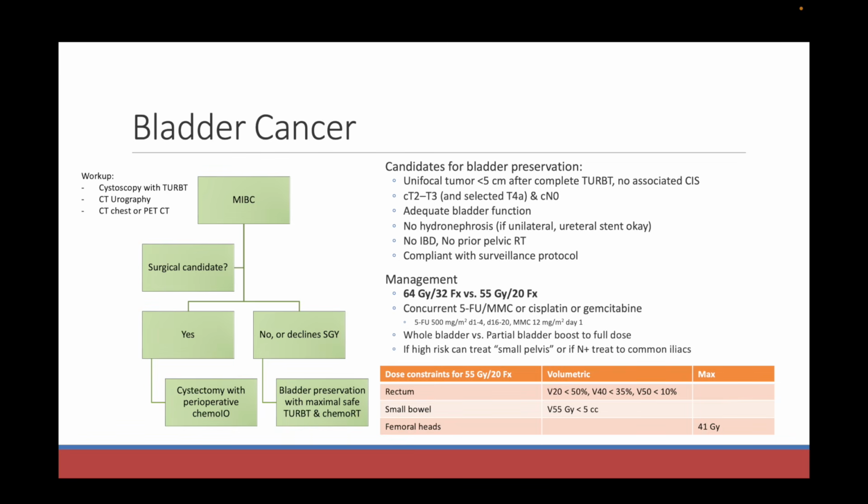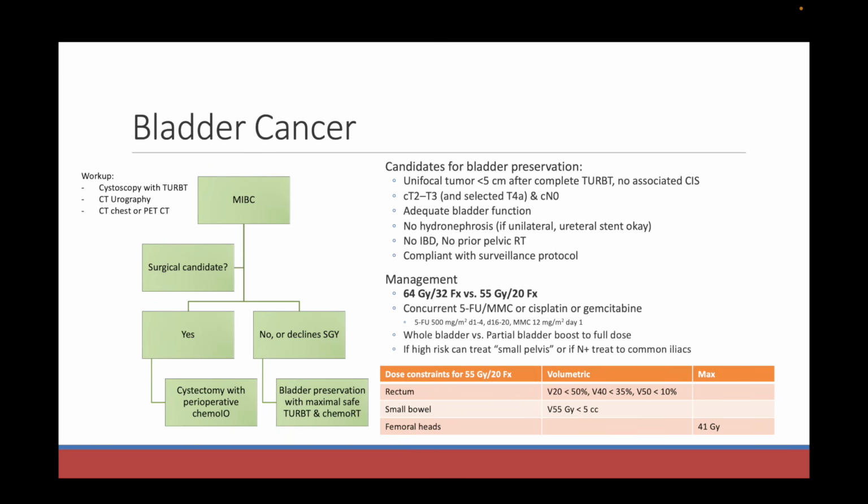Nodal coverage is very controversial. Usually we don't cover elective nodes, but if patients are very high risk for whatever reason, or if they have involved nodes, you can treat. So if they're just high risk and you're covering electively, the typical volume that we do is the quote unquote small pelvis, which is just external and internal iliac, obturator, and perivesical lymph nodes. If they're node positive, you can expand that to cover the common iliacs as well. In this table, I have some dose constraints you can know for the 55 gray in 20 fraction regimen.